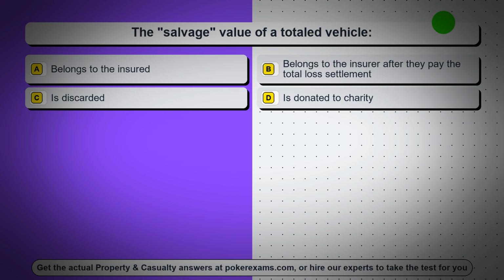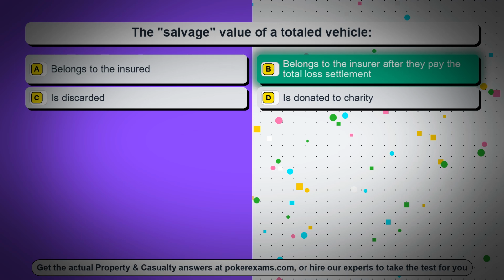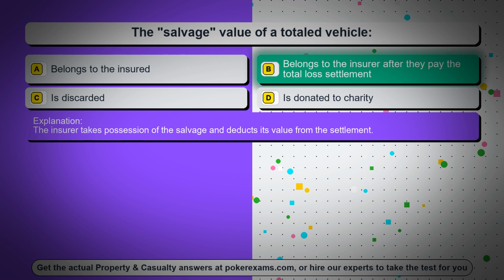Question 40. The salvage value of a totaled vehicle: Option A, belongs to the insured. Option B, belongs to the insurer after they pay the total loss settlement. Option C, is discarded. Option D, is donated to charity. The correct answer is option B, belongs to the insurer after they pay the total loss settlement. The insurer takes possession of the salvage and deducts its value from the settlement.